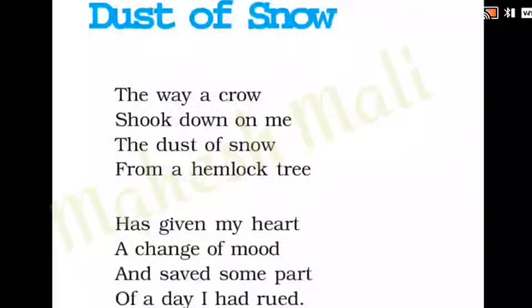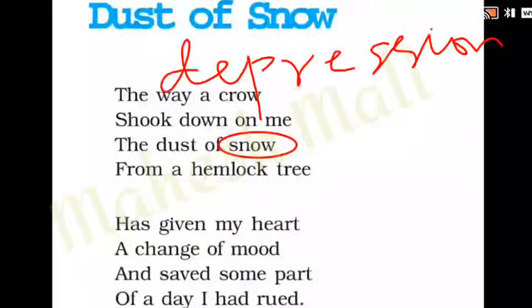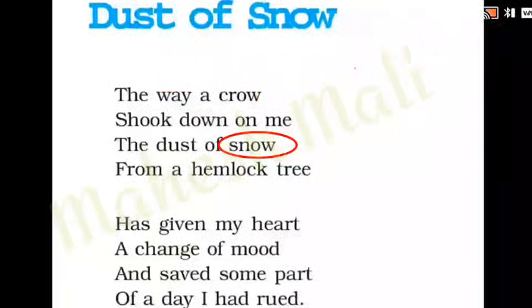Now one more thing the poet brings here that is also negative, that is snow. Snow indicates depression because in most of the countries, during snowfall, all the activities are stopped. So, snow indicates death. Snow indicates depression. So, this is also significant. Now, the poet has used 3 things which show negativity.